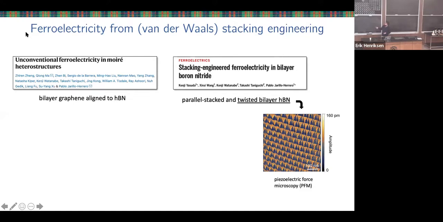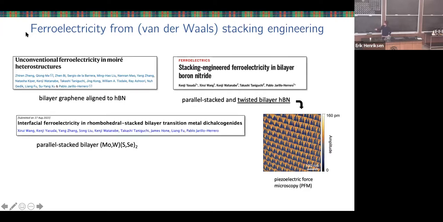So people have basically taken boron nitride and figured out that if you make twisted bilayer boron nitride, you break the inversion symmetry that is inherent in the naturally grown crystal, and you can get ferroelectricity in that material. Okay, so this is a picture using something called piezoelectric force microscopy of the ferroelectric domains in twisted bilayer boron nitride.